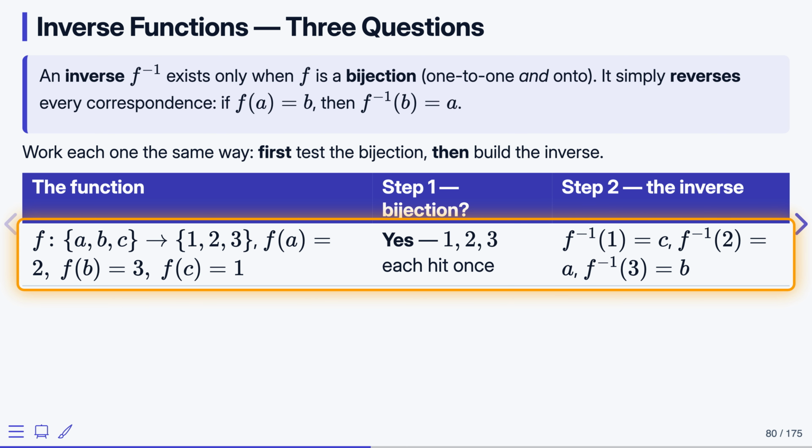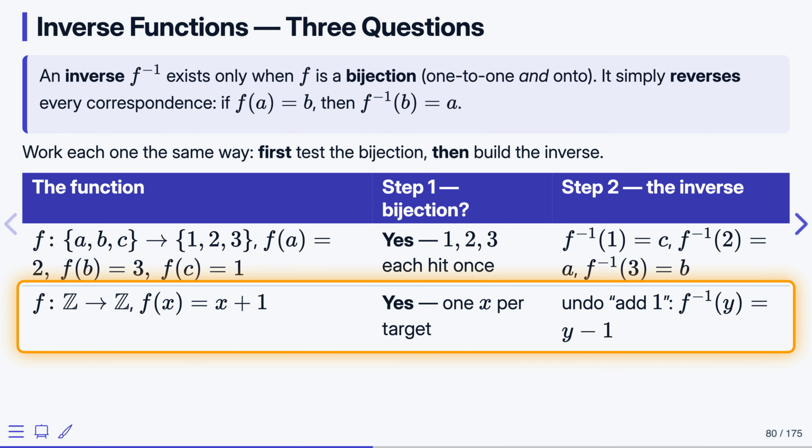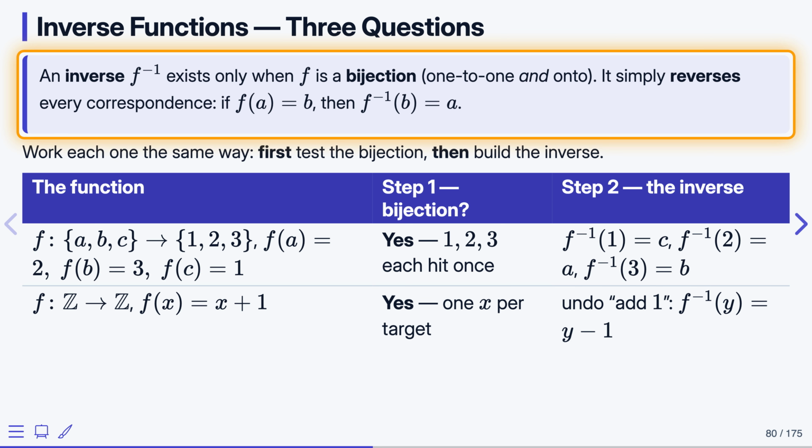Test the bijection. 1 is hit once, 2 is hit once, 3 is hit once. So yes. Now turn each arrow around. f inverse of 1 is C, f inverse of 2 is A, and f inverse of 3 is B. Example 2. f goes from the integers to the integers, and f of x equals x plus 1. Every integer target is reached by exactly one input, so it is a bijection. The function adds 1, so the inverse subtracts 1. f inverse of y equals y minus 1. The third question is on the next slide, and it goes differently.